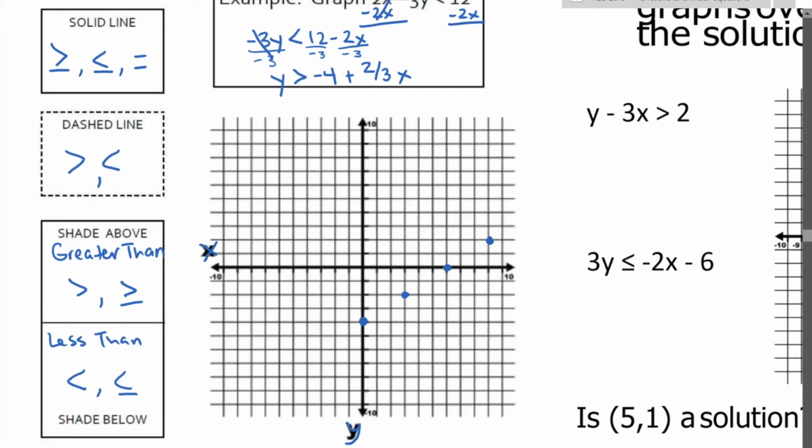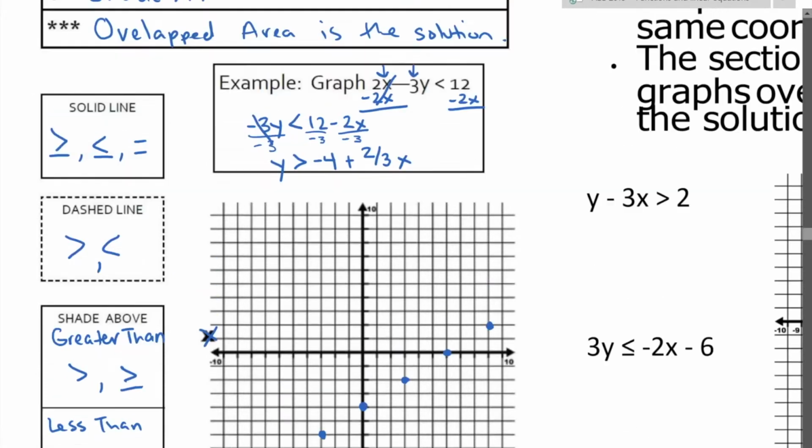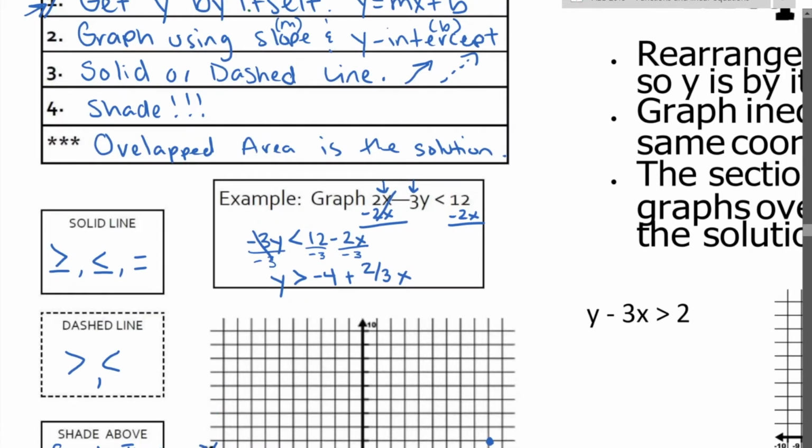Alright, now I have to go the opposite way. So instead of going up 2, I'm going to go down 2, and over to the left this time. 1, 2, 3. Go down 2, over to the left 3. One more time. Down 2, over 3. Alright, so now that I graphed this, I can cross that one out.